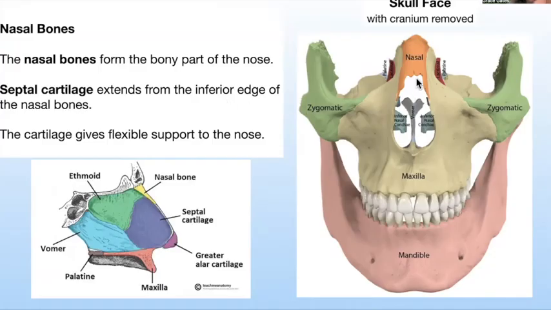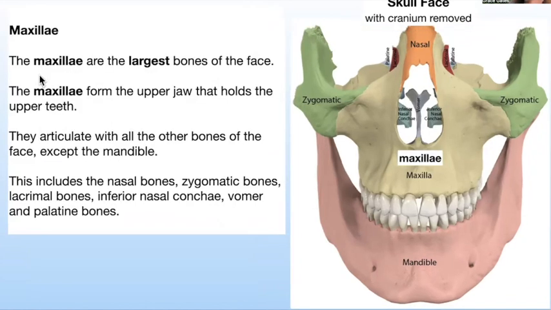The nasal bones form the bony part of the nose. Septal cartilage extends from the inferior edge of the nasal bones, so the part of your nose that you can wiggle back and forth, that is septal cartilage, and the part above it that you can't move is the nasal bones. Okay, the cartilage gives flexible support to the nose. Of course, we have noses of all different shapes and sizes.